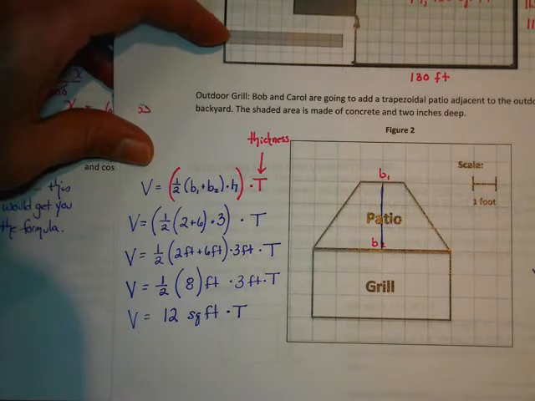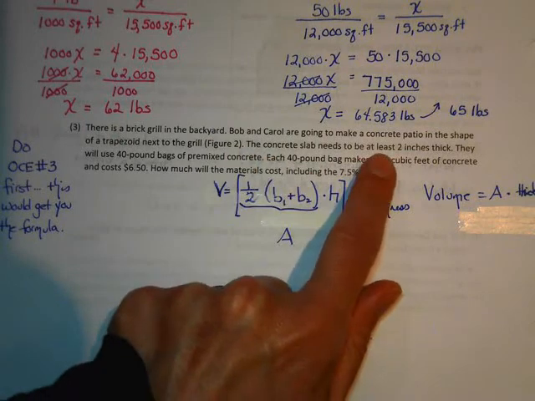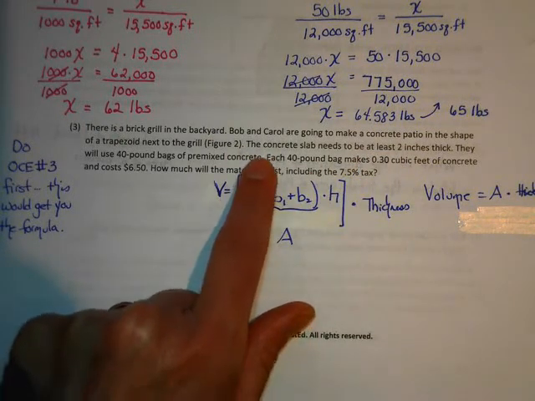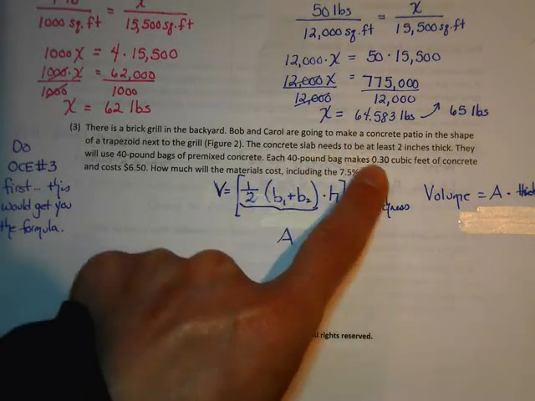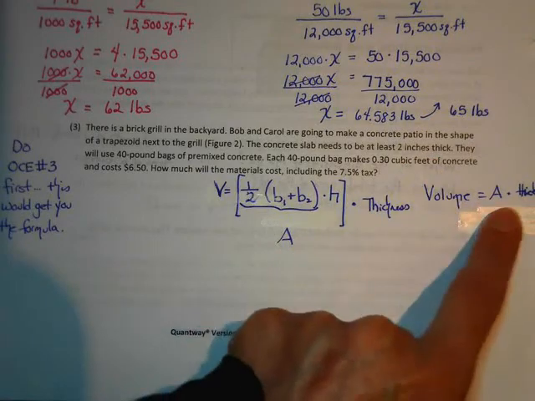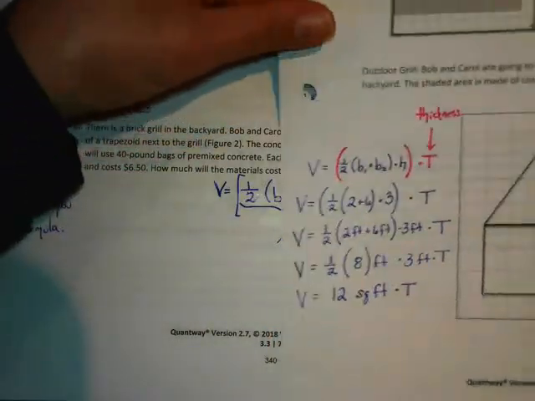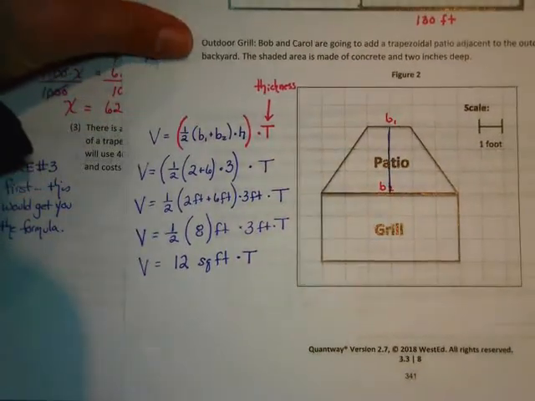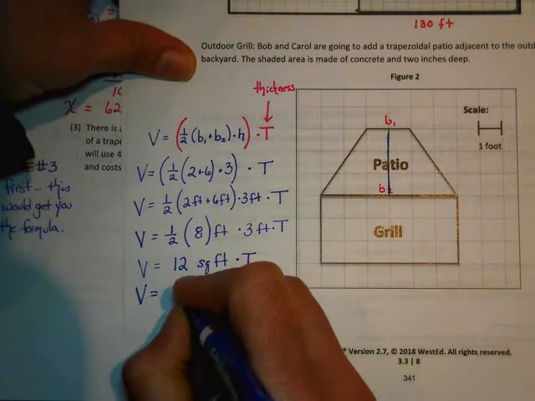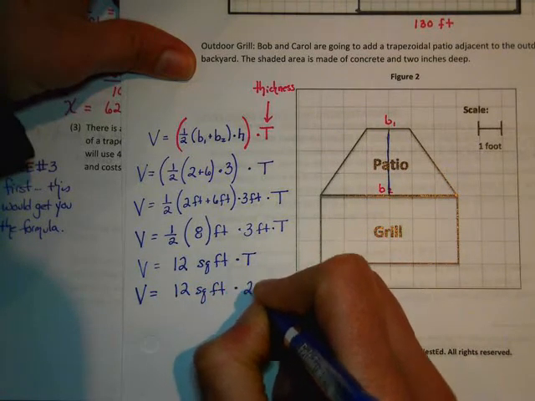So let's look at the problem. They want to fill in a concrete patio in the shape of that trapezoid. The concrete slab needs to be 2 inches thick. All right, so the volume is the area times the thickness. So I'm going to come back over here, and they said it needs to be 2 inches thick. So volume is 12 square feet times 2 inches for the thickness.